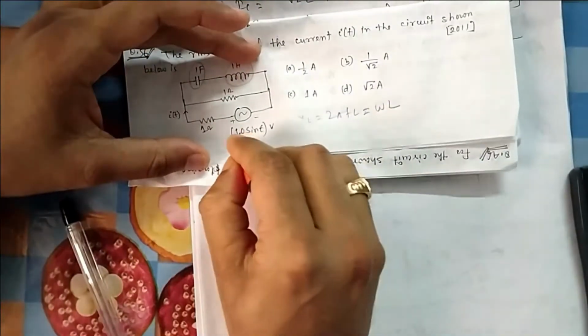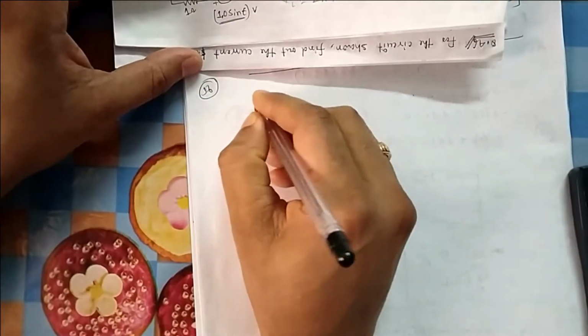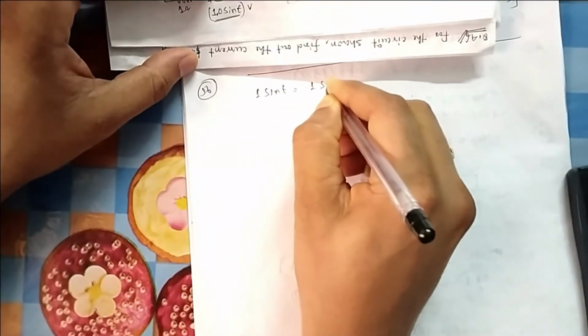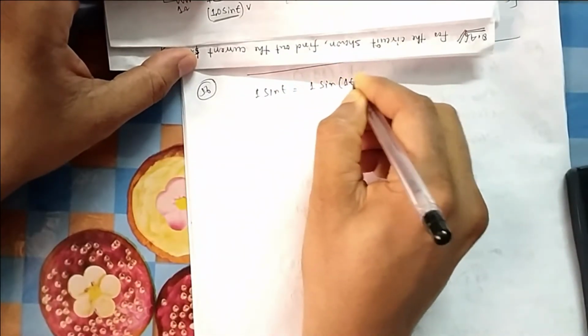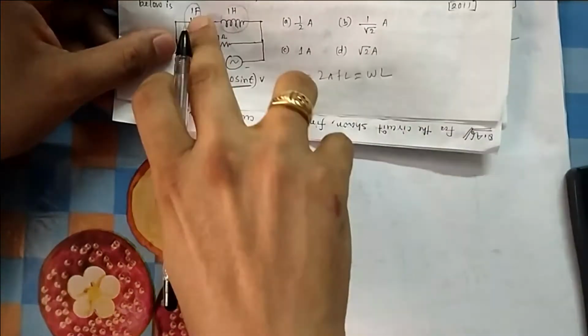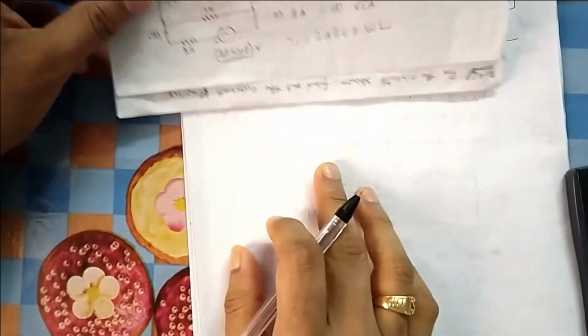Where is it given? You see this one, this is my source. I know it is always sine omega t. Because it is sine t only, the voltage source is given as 1 sine t. So it can be written as 1 sine 1 t. That means your omega is 1. Once you know omega is 1, then you can find XL and XC, because it will be a starting point. Then we can apply KCL, KVL, whatever.